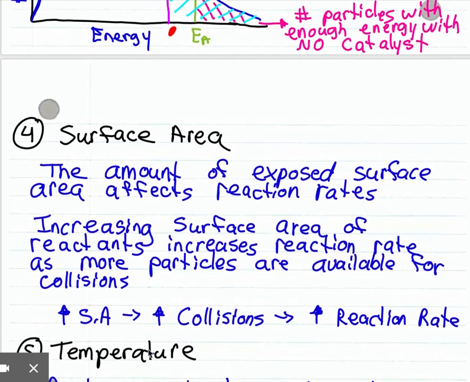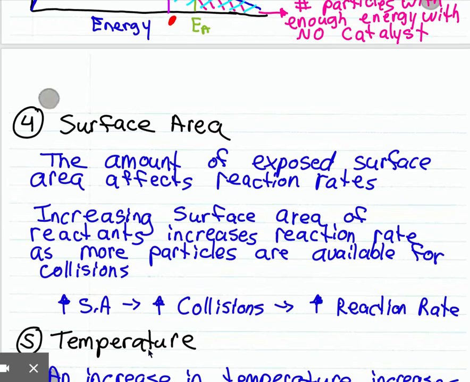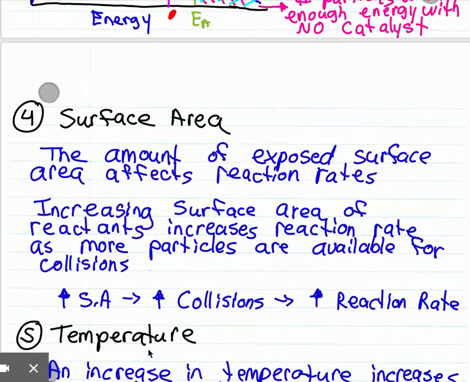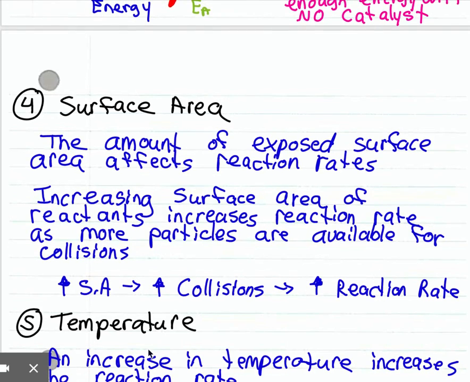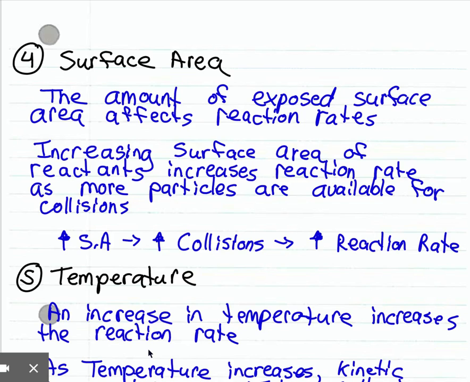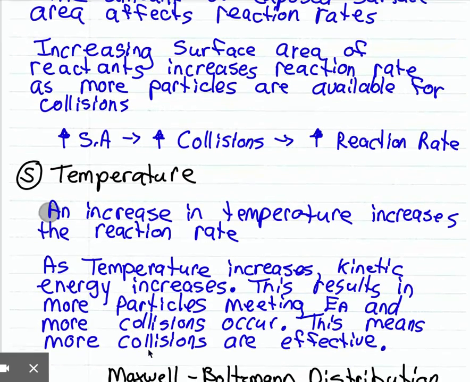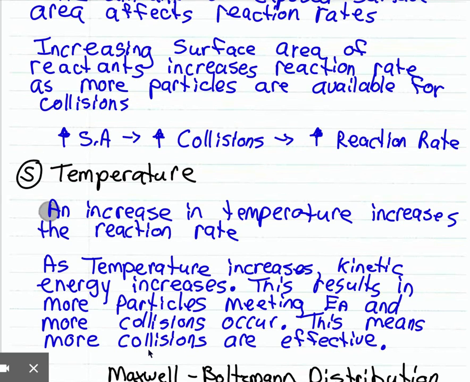All right, our fifth factor to increase reaction rate is temperature. So if you increase the temperature, you're going to increase the reaction rate. This is because as the temperature increases, the kinetic energy increases. And this results in more particles meeting the activation energy. If more particles meet the activation energy, we get more collisions occurring and more collisions are effective. So pause and copy this.